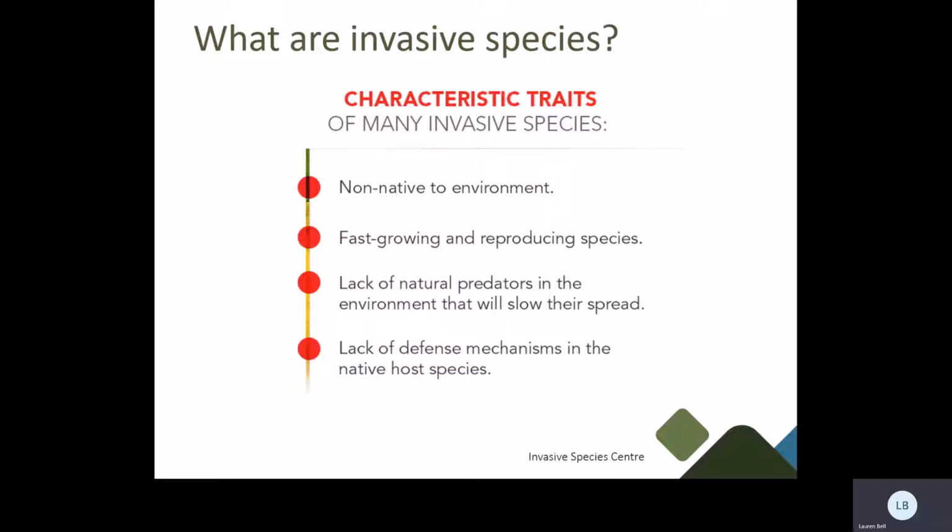Some characteristics of an invasive species are that first step of being non-native to the environment. And additional characteristics we often see is the species is fast growing and reproduces quickly. There's a lack of natural predators in the environment that would slow its spread. And there's a lack of defense mechanisms within that native host species.